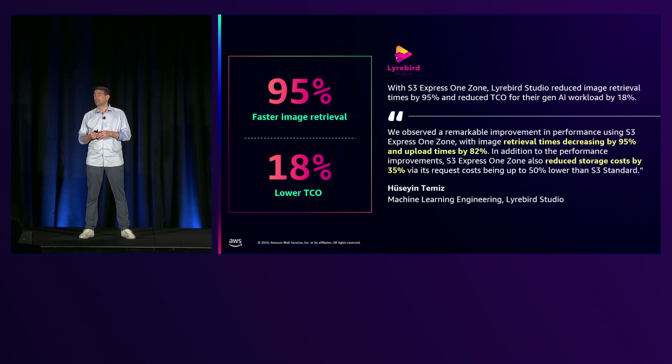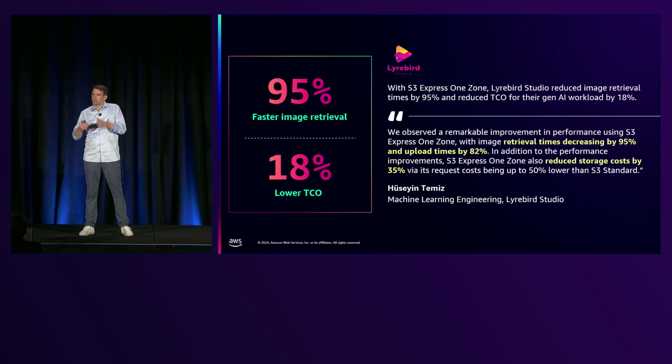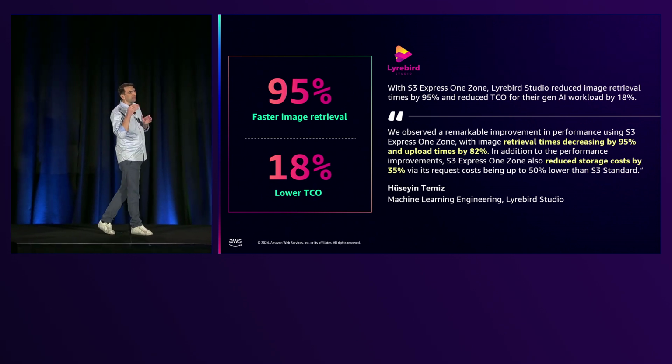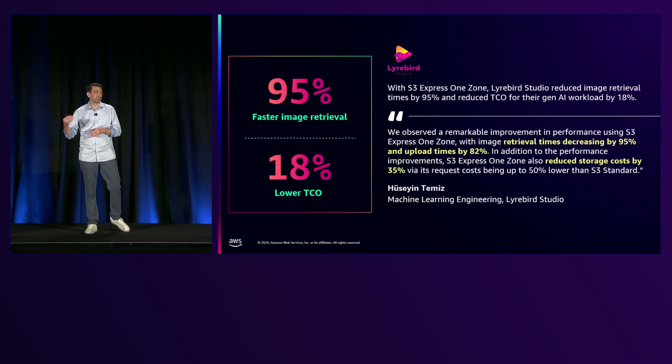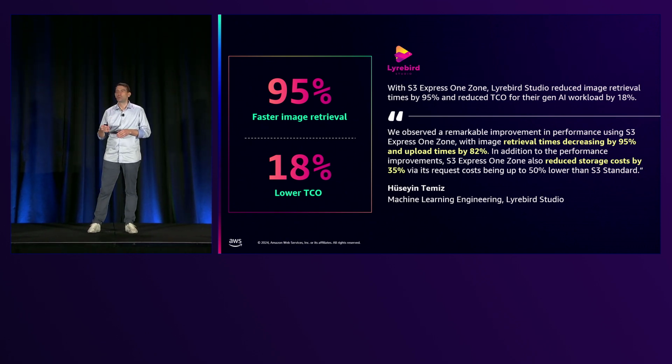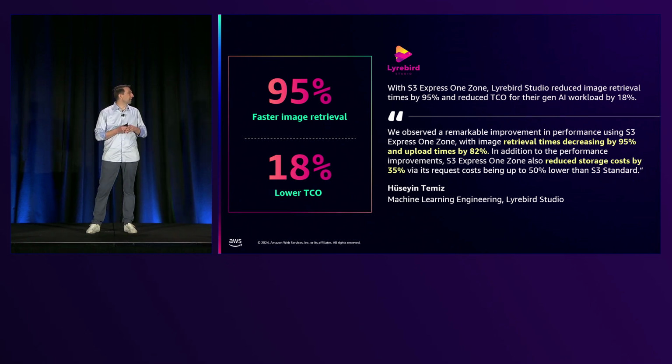What they have done is they store the data on S3, and a subset of the data they move to Amazon S3 Express One Zone. For that subset, they know it's frequently accessed, and because it was frequently accessed and on Express, they get much faster retrieval times, and at the same time they were able to reduce the total cost of ownership by about 18%. So, quite an interesting example.